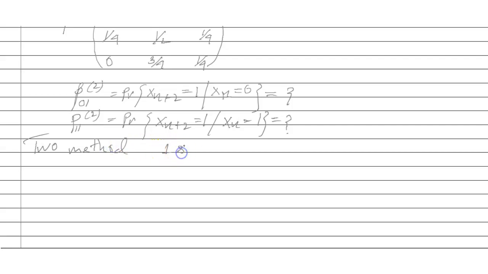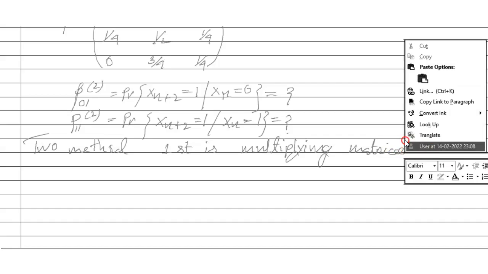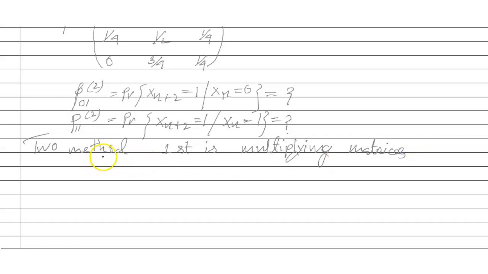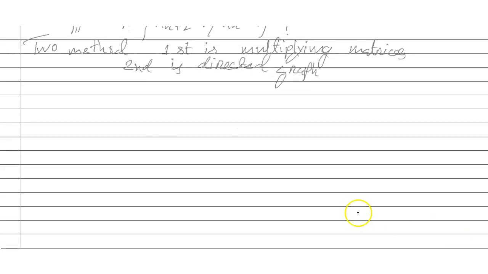First is multiplying matrices. Another, the second, is from the directed graph. How can I find out? These are my two ways.